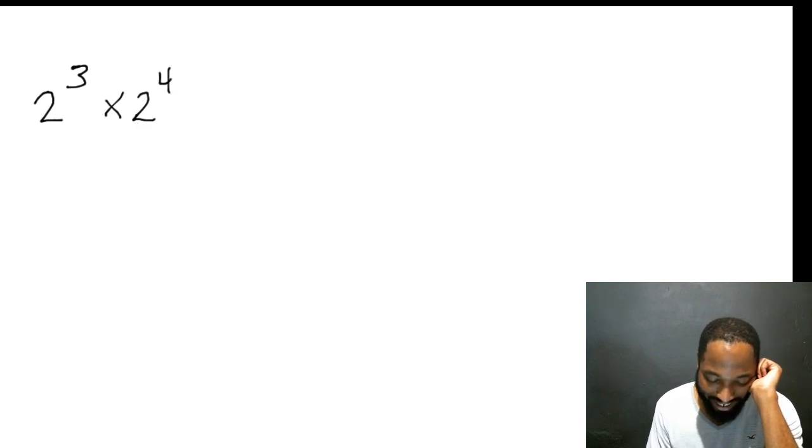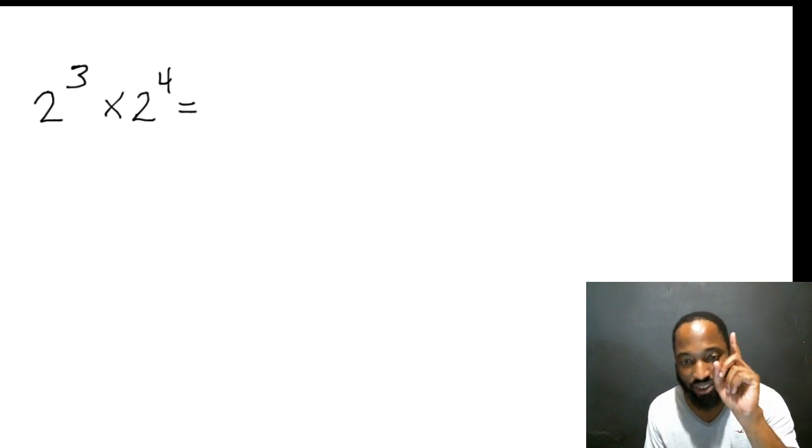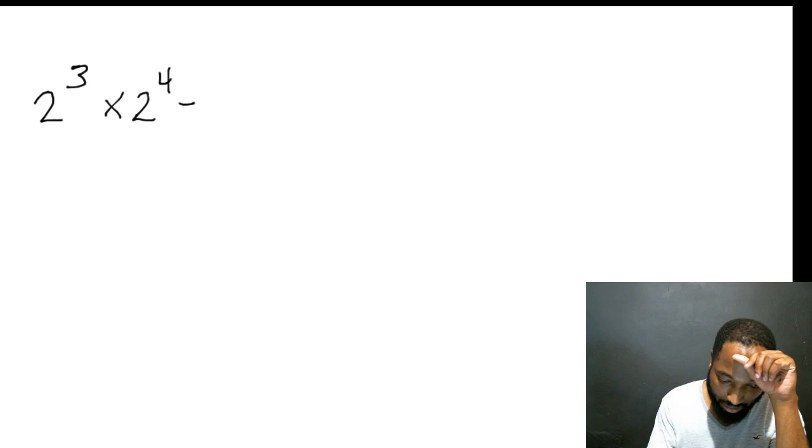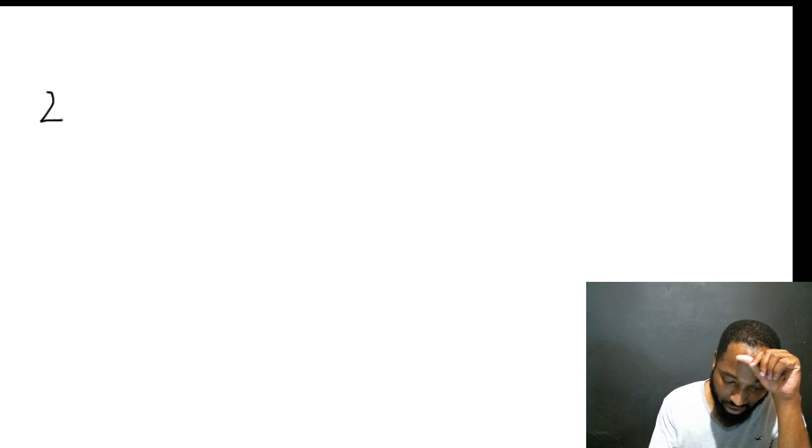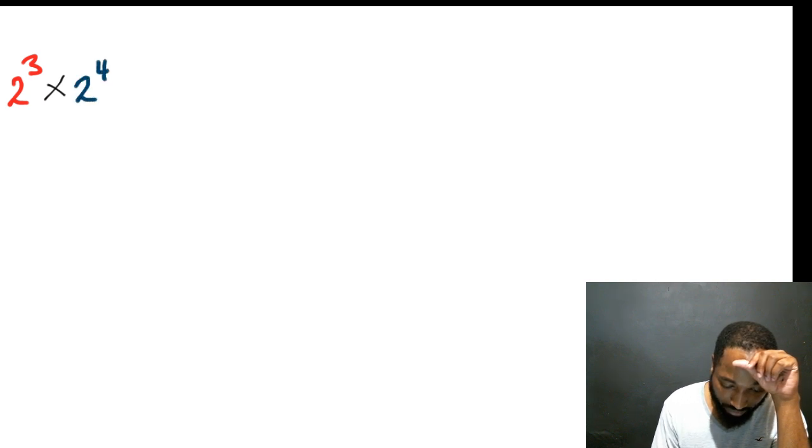What's happening here? If I have 2 to the power of 3 multiplied by, let's say, 2 to the power of 4. Watch what's happening here. I'm going to put it in color so you'll see clearly what's going on and how this rule comes into being. 2 to the power of 3, multiply, I put the multiply in black since that has nothing to do with anybody, and then you have 2 to the power of 4.